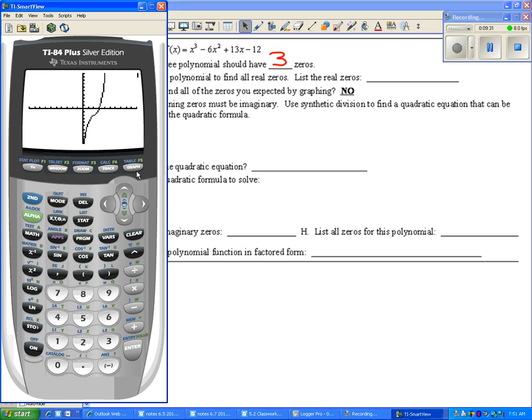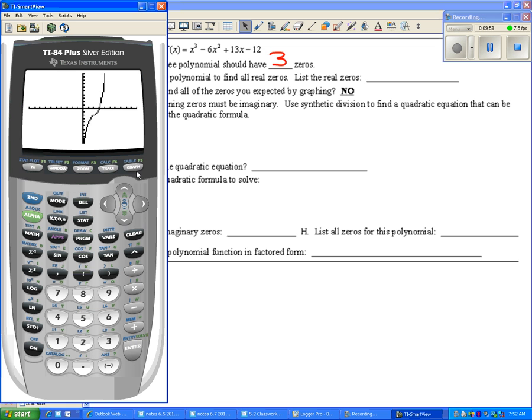Thinking about this, an x to the third, my leading coefficient is positive. X to the third is odd, so this is positive end behavior. It looks like I crossed the x-axis only once. If I was to enlarge this, I would still only cross it just the once. So it says list the real zeros.